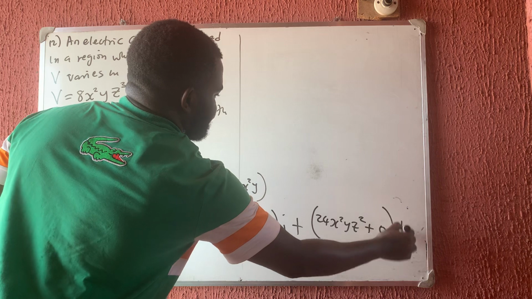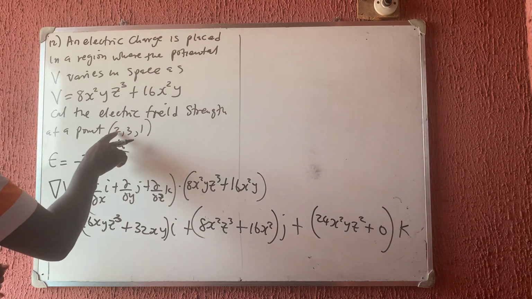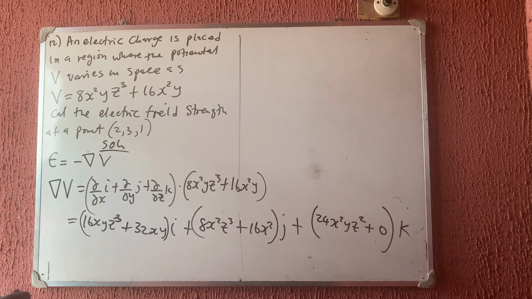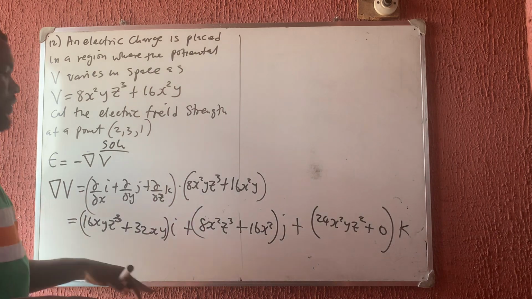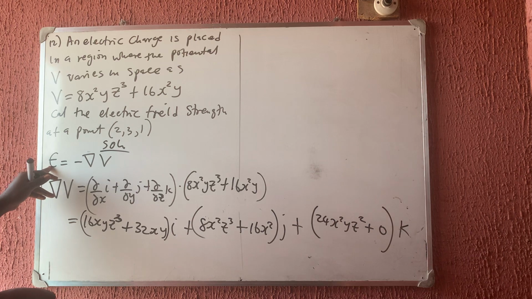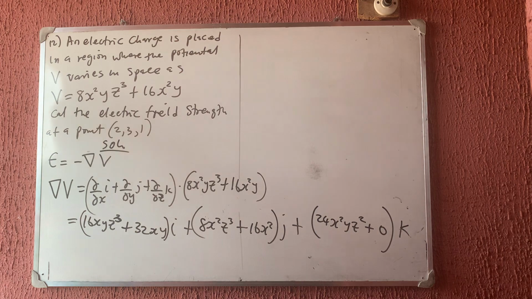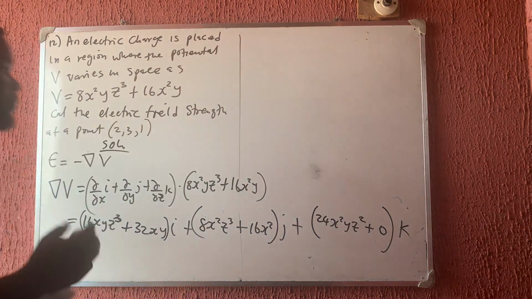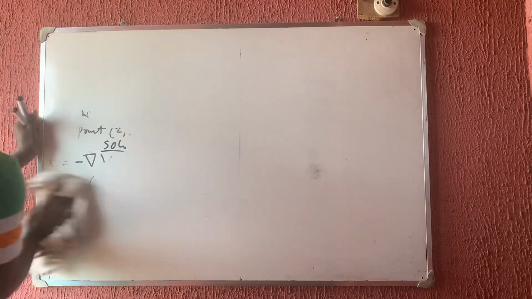You have your k. So now substitute your x to be this, your y to be this, and your z to be this. After getting the answer, you get something i plus something j plus something k. So your electric field strength will now be minus times everything you got. All right, so do that and tell me what the answer is in the comment section. I don't have time to finish it off. It's not difficult, so try it by yourself.